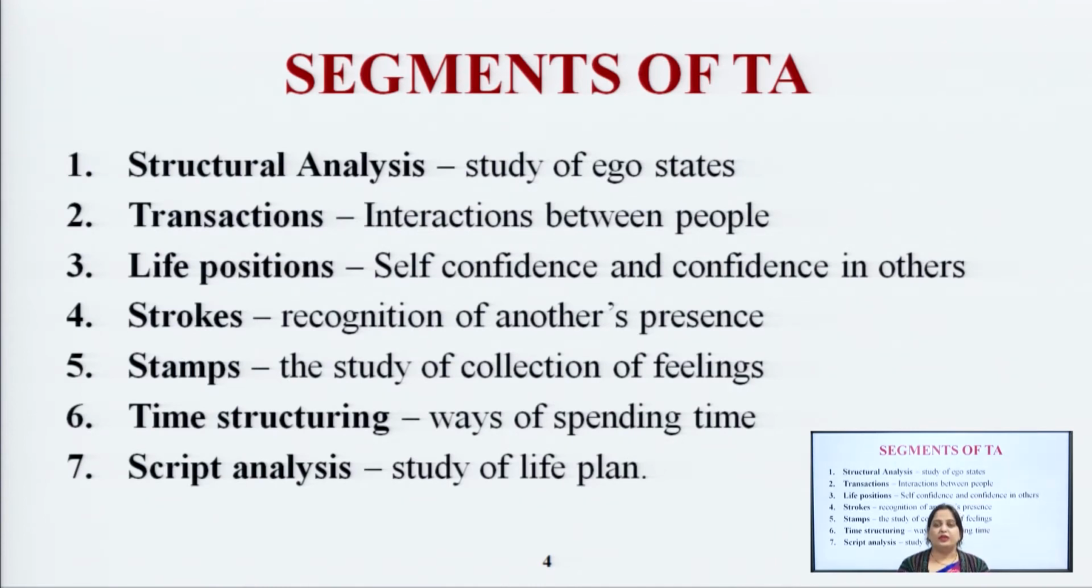In TA, we have to deal with seven segments. The first segment is structural analysis, in which we are going to study the ego states. The second is the transactions between the ego states or between two people. Third is the life positions, that is, self-confidence and confidence in others. Fourth is strokes, that is, recognition of others' presence. Fifth is stamps, that is, the study of the collection of feelings. Sixth is time structuring, that is, the way of spending time. And lastly, script analysis, which is the study of the life plan. So, we will be discussing them one by one.